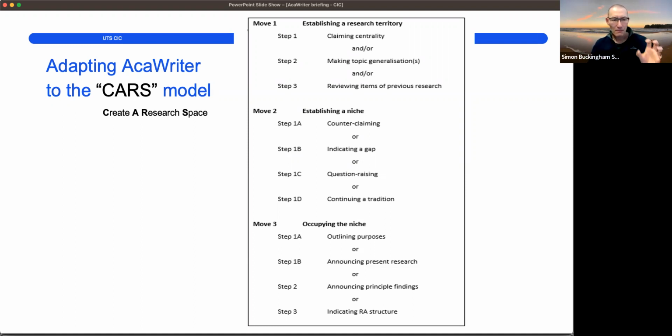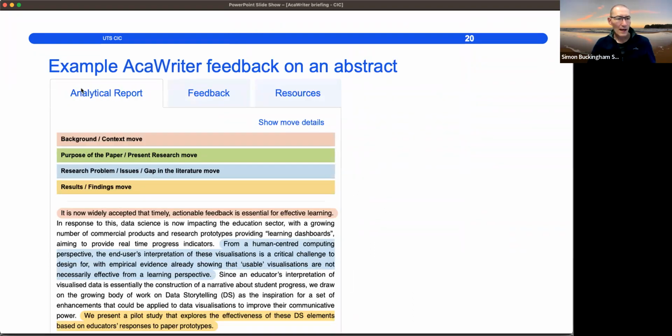And so we built on this CARS model. And if you Google CARS, you will see lots of people using this all over the world and lots of diagrams that illustrate CARS. Okay, and then we built it into AcaWriter. And this was Sophie Abel's PhD, which you can read in detail if you want. And you can see that it's now highlighting using a slightly different color scheme here.